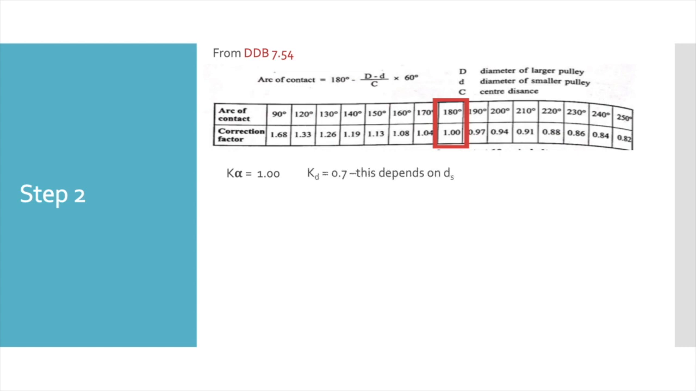The next is the small pulley factor. The small pulley factor depends on the diameter of the smaller pulley. Our diameter is 280 mm, which is in the range of 200 to 300, so the value is 0.7. When the diameter lies between 100 and 200, it is 0.6. When it is in the range of 300 to 400, it is 0.8. Substituting the found values in the formula, we get the design power as 37.142 kilowatt. We found the design power.